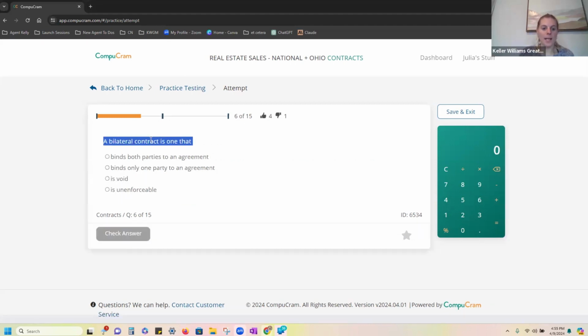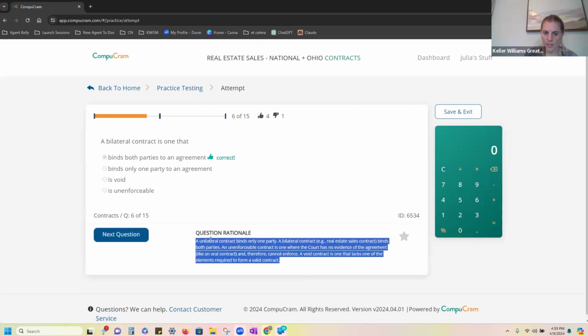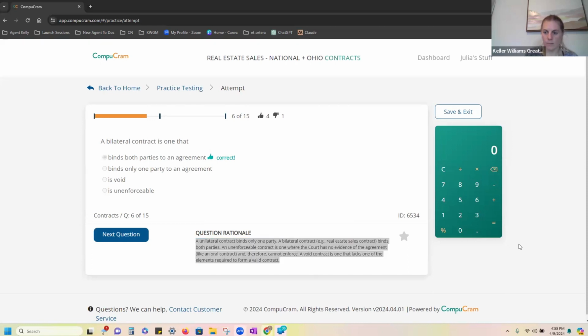All right. A bilateral contract is one that A, binds both parties to an agreement, B, binds only one party to an agreement, C, is void, or D, unenforceable. And A is correct. Good job. So unilateral, one party; bilateral contract, two parties are involved.